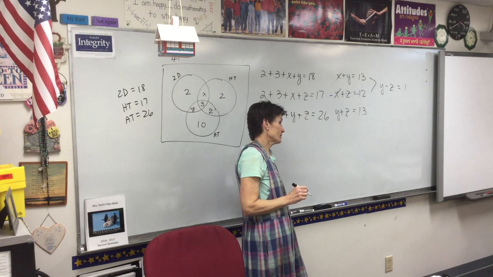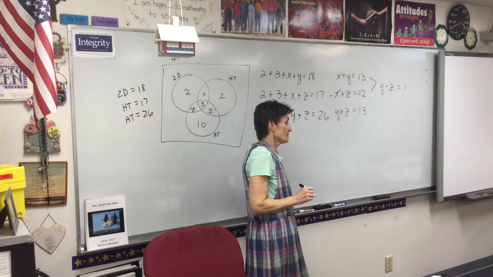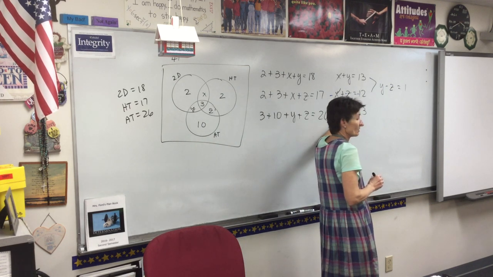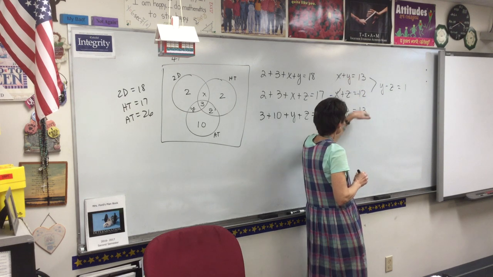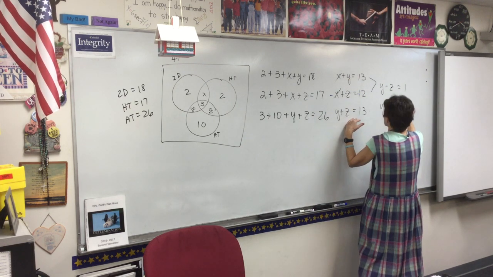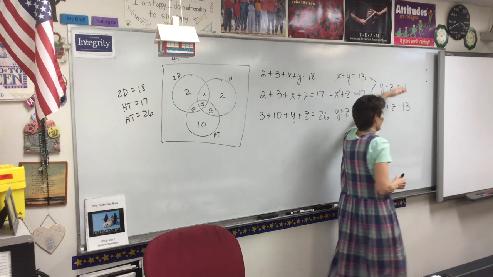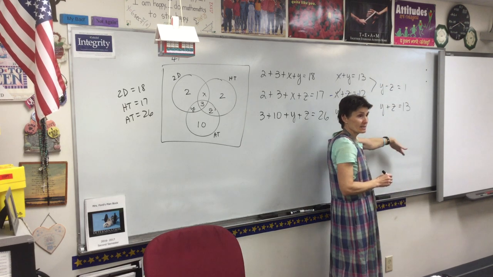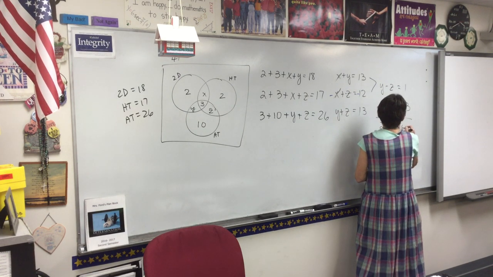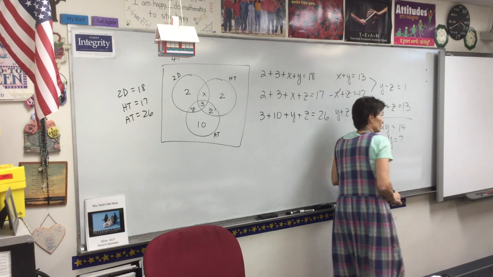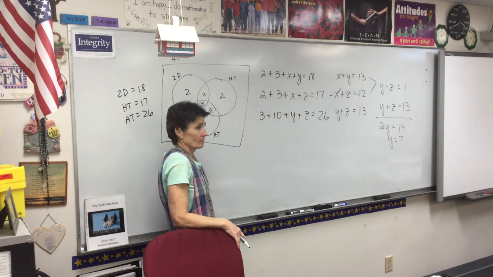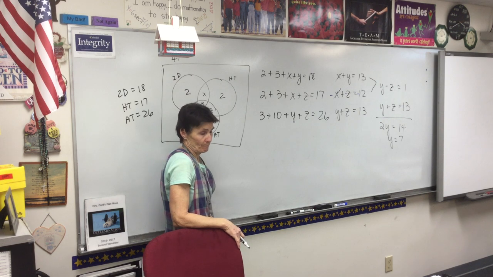Does that look familiar? Please tell me it does. And then we still have this equation down here. We've added those two together, but we still have this one. So we'll recopy it over here and now add these. So I got y equals 7. Anybody else get that?